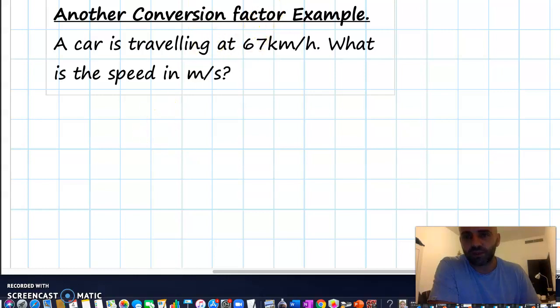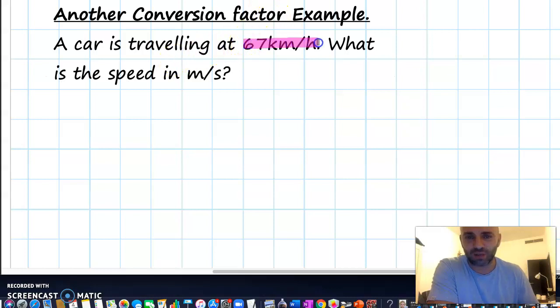So I decided to do another conversion factor problem just to show a slightly more complicated example. Okay, so in this one we've got a car is traveling at 67 kilometers per hour. What is the speed in meters per second?